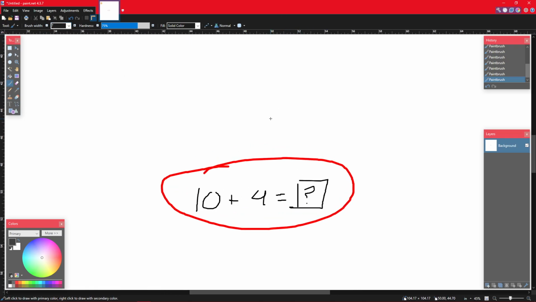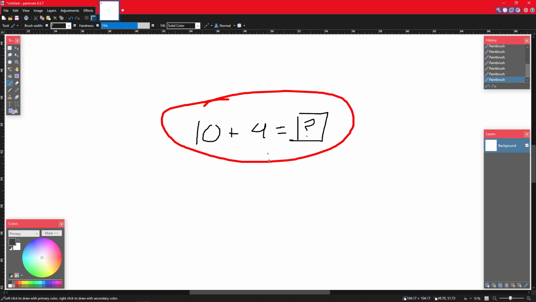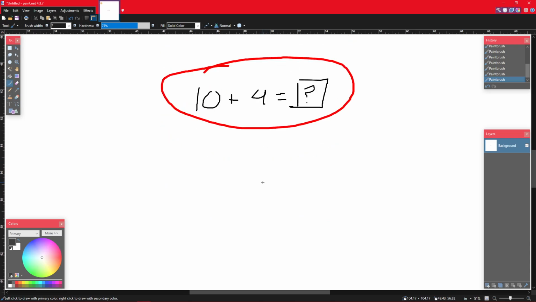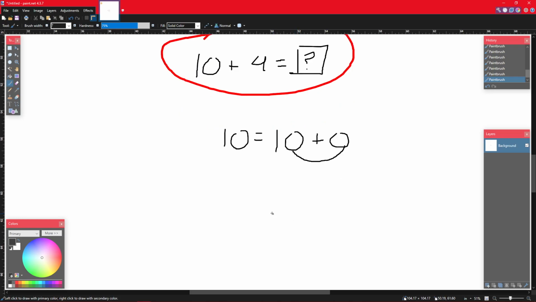How are we going to figure out the answer to this equation? Well, first, we need to start off by doing this. We need to separate the 10. So 10 is equal to 10 plus 0. This is the 10, right? The 10's place, and you have the 0. And then you have a 0 in the 1's place. So 10 plus 0, correct? So now we have to join these two, so we put a little curve here to show that we're joining it.